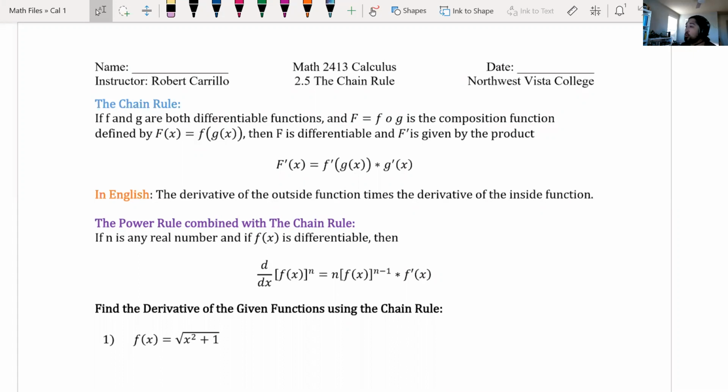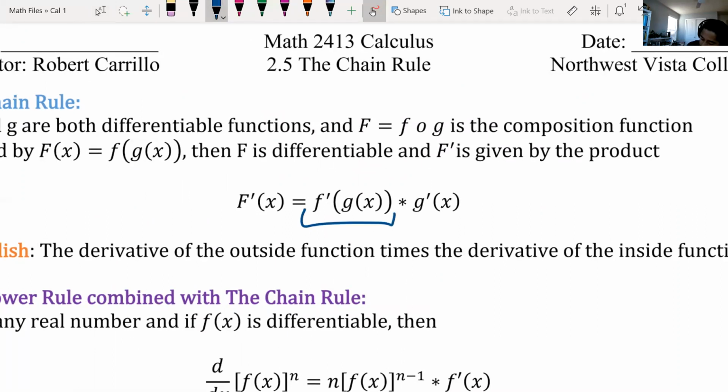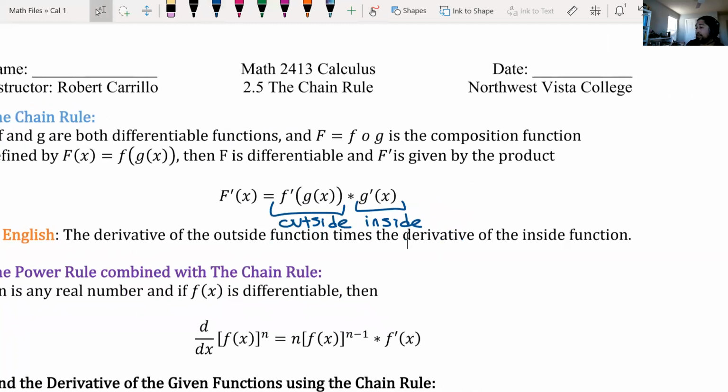Now, to make the chain rule really simple, all you have to remember is this phrase. It is the derivative of the outside function times the derivative of the inside function. That's it. Derivative of outside times derivative of inside. I even wrote it there below. Derivative of outside times the derivative of the inside function.